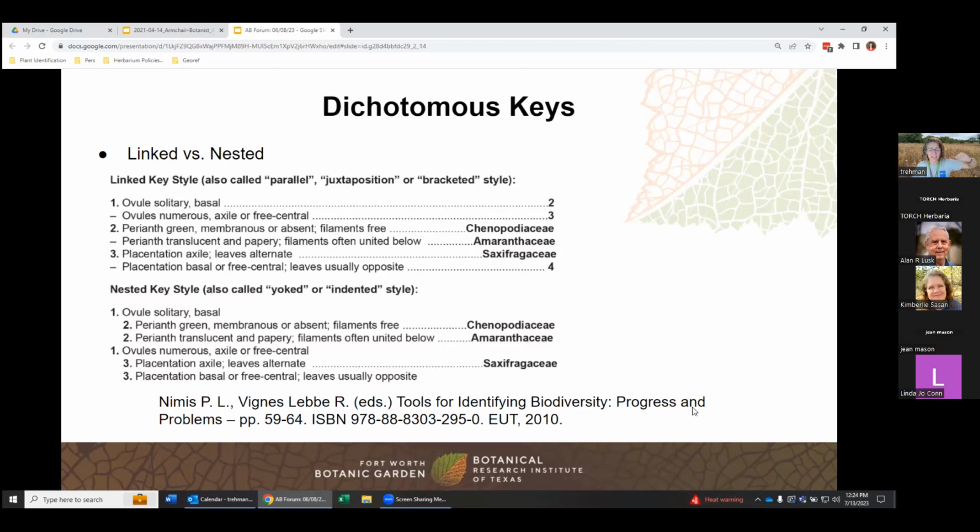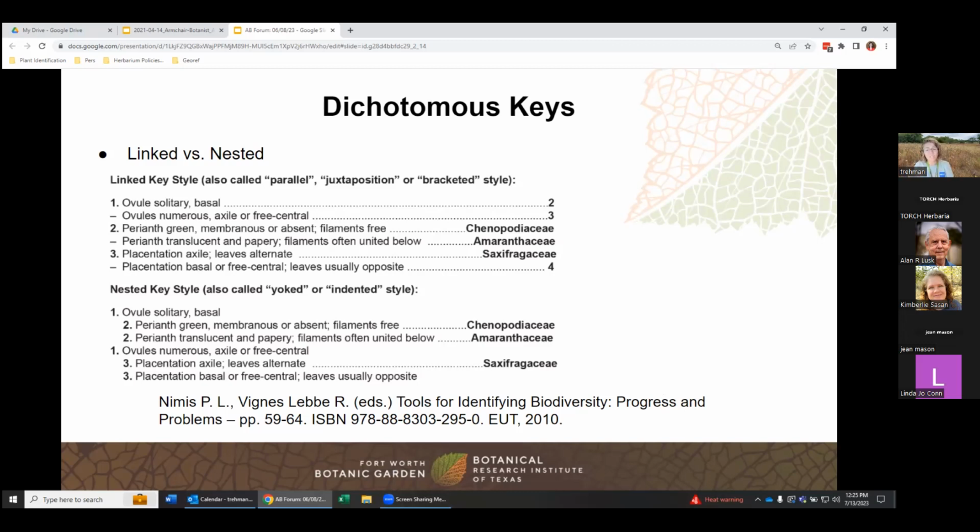This is actually taken from an article that's listed below, Tools for Identifying Biodiversity, Progress and Problems. It's a 2010 paper. I don't remember if this is behind a paywall, but if you need access to something like this publication, or at least one other one I mentioned in the presentation, you can reach out to us. Our library is here, and we likely have that publication. I think Ana Nino, our librarian, is on the chat, so I'm sure she would love to help you do some research on your own if you want to read some of those articles, or email me and I might be able to send it to you. I think I do have PDFs of both of these.